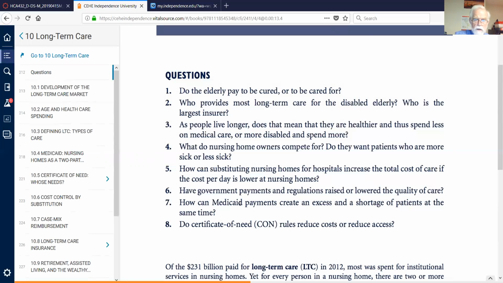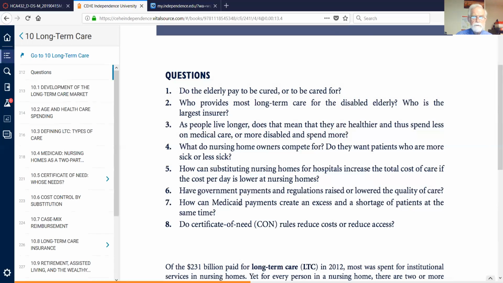Who provides the long-term care for the disabled elderly? Well, again, if we look at the statistics on long-term care, most people are not in long-term care for any real period of time because Medicare will only pay for 21 days initially and then up to 100 days with a huge copay. So you need to have some form of ability to pay, either Medicaid or long-term care insurance.